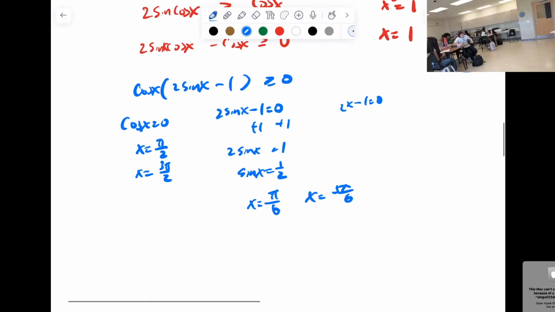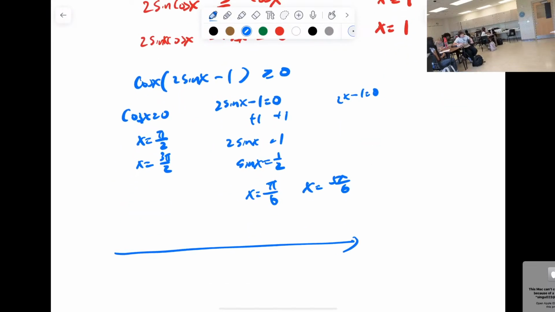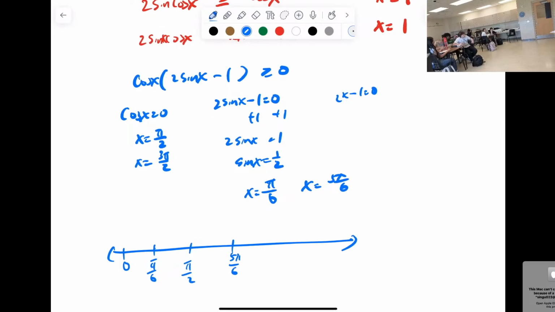Okay, so guess what? Your thing had to be here. You start at 0 and go to pi over 6, then to 5 pi over 6, and this is 3 pi over 2. Oh, sorry, pi over 2. My bad. And what else? 5 pi over 6, 3 pi over 2 and 2 pi, right?